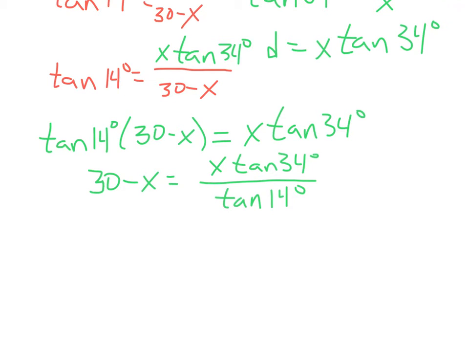But really what we have over here, I'm going to do a little side thing. This side, so you don't get confused on this next step, is just some number times x. So then we're just going to divide by that number. But that might get a little messy over here. So instead, what I'm going to do is divide by this x and leave this some number. That some number, again, is tangent of 34 over tangent of 14. So I'm going to divide everything by x.